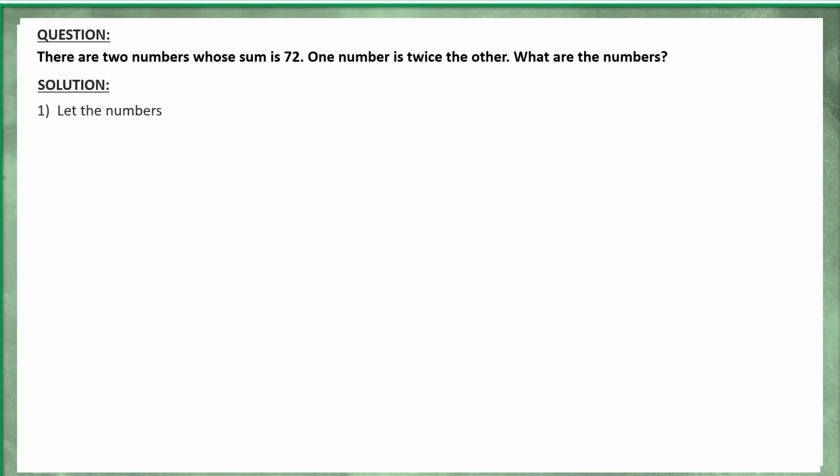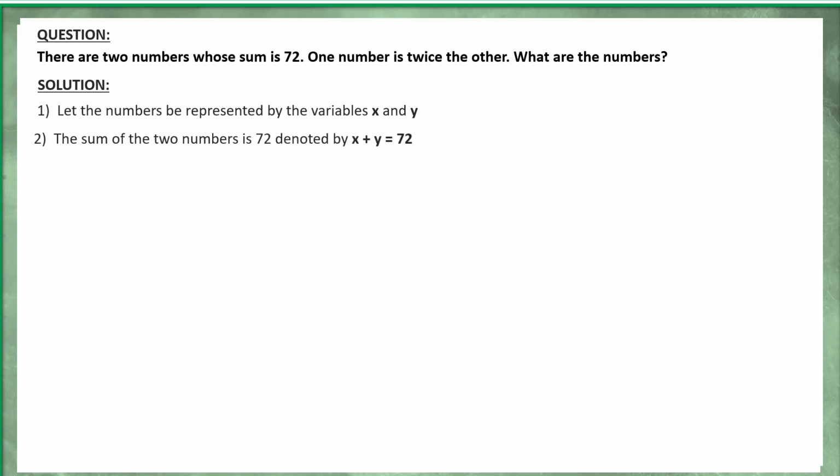There are two numbers whose sum is 72. One number is twice the other. What are the numbers? Since we do not know what the two numbers are, we can simply represent them with variables x and y. And from the question, it says that the two numbers have a sum of 72. So we can say that x plus y is equal to 72.